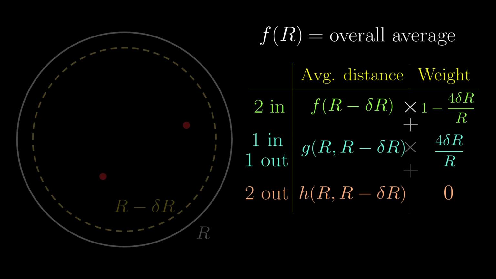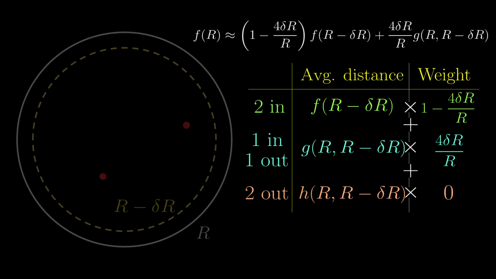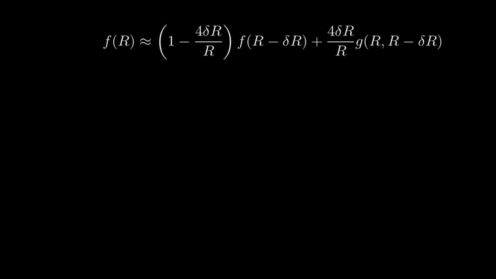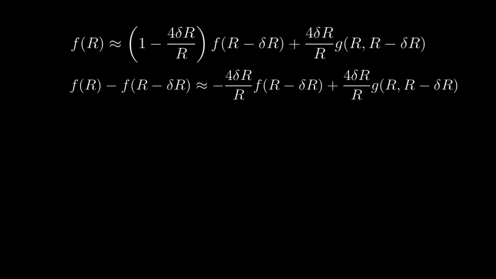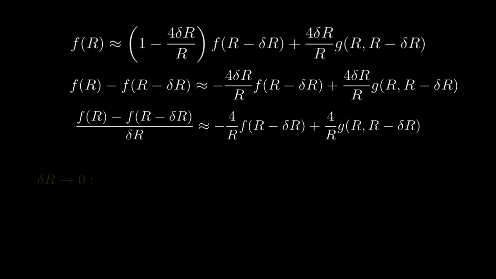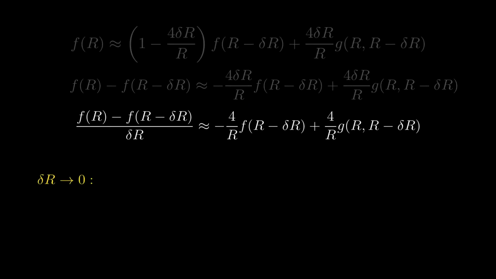Finally, we apply the weights and add them up, and we get that the overall average f of r is this expression here at the top. But we wanted something slightly different, which can be obtained in just a few steps from now. First off, we move f of r minus delta r to the left side of the equation, then divide both sides by delta r to get this. Finally, we let delta r tend to 0.